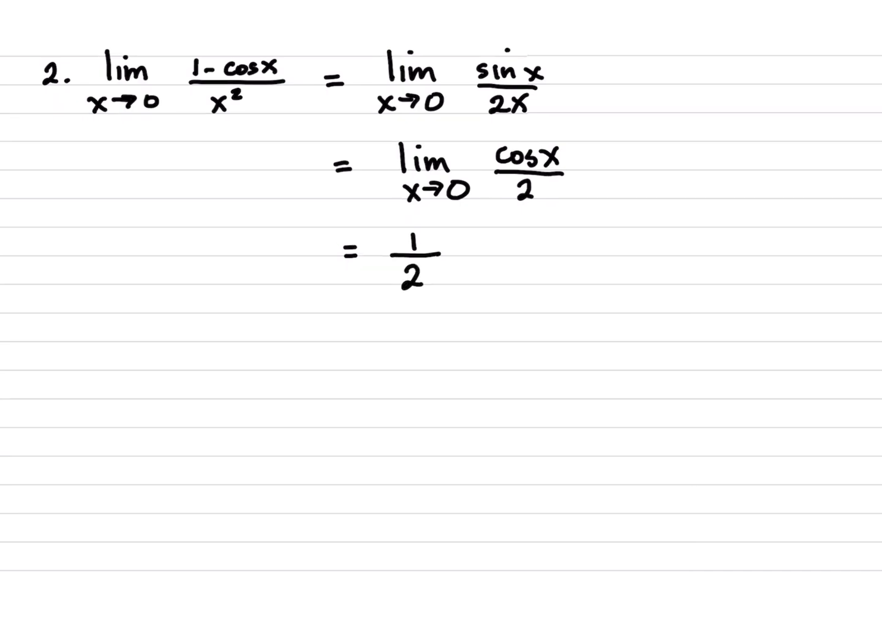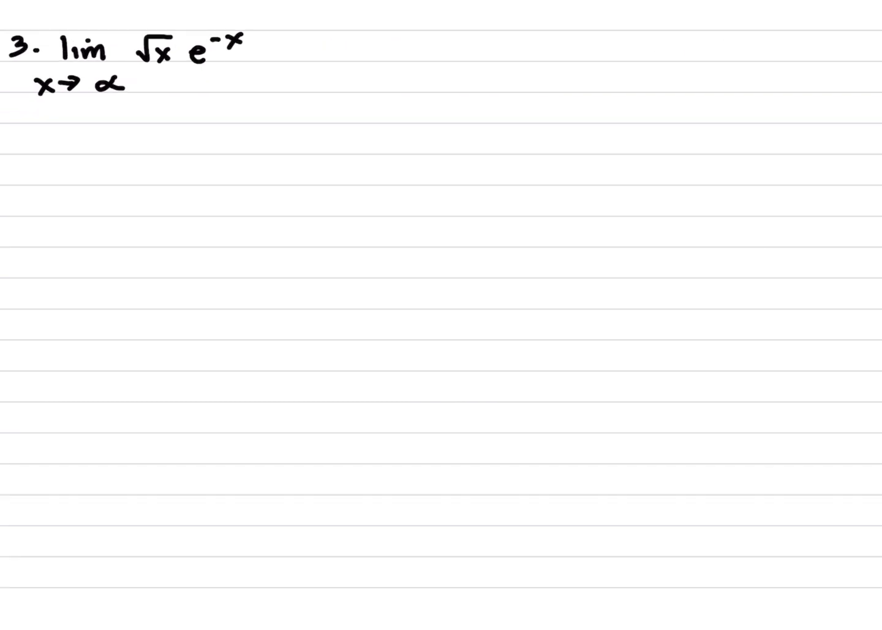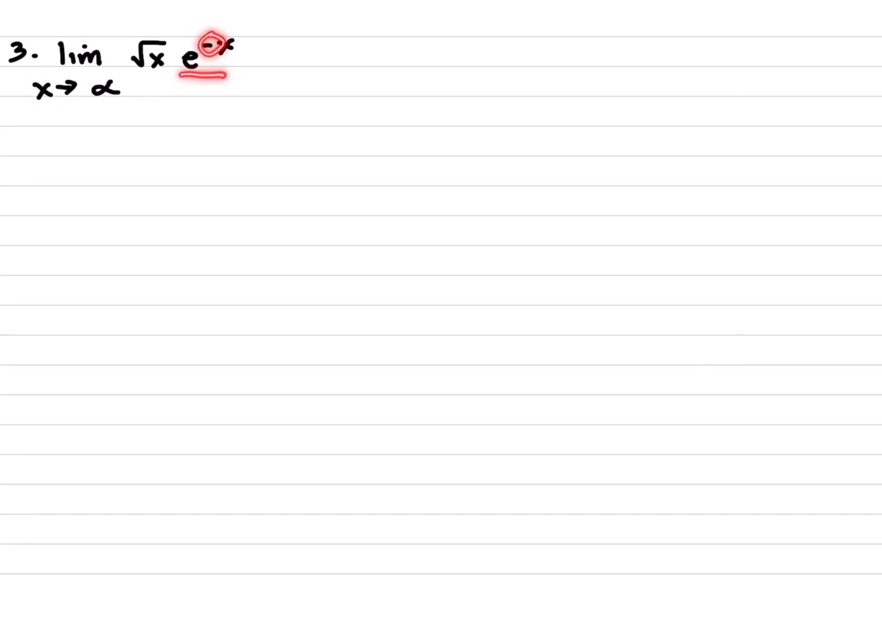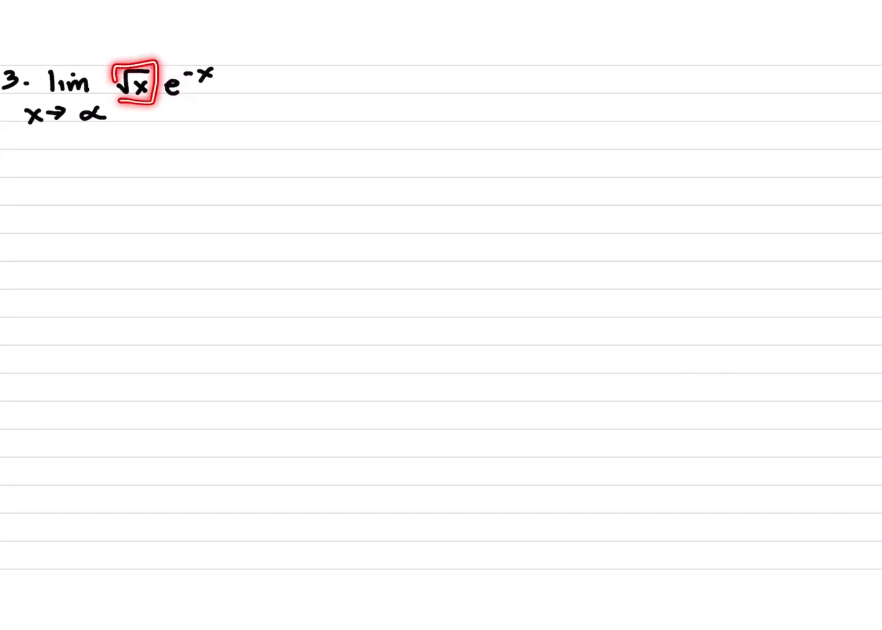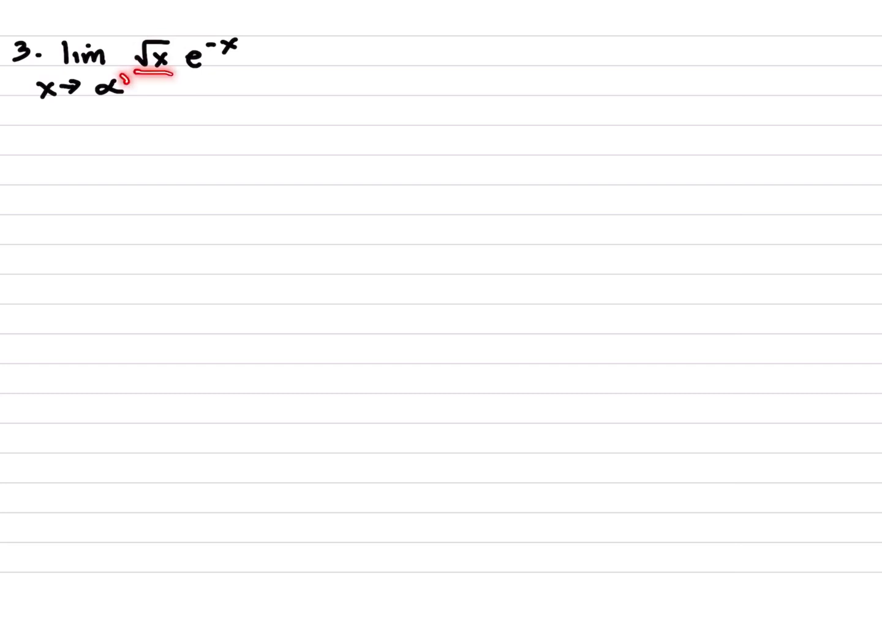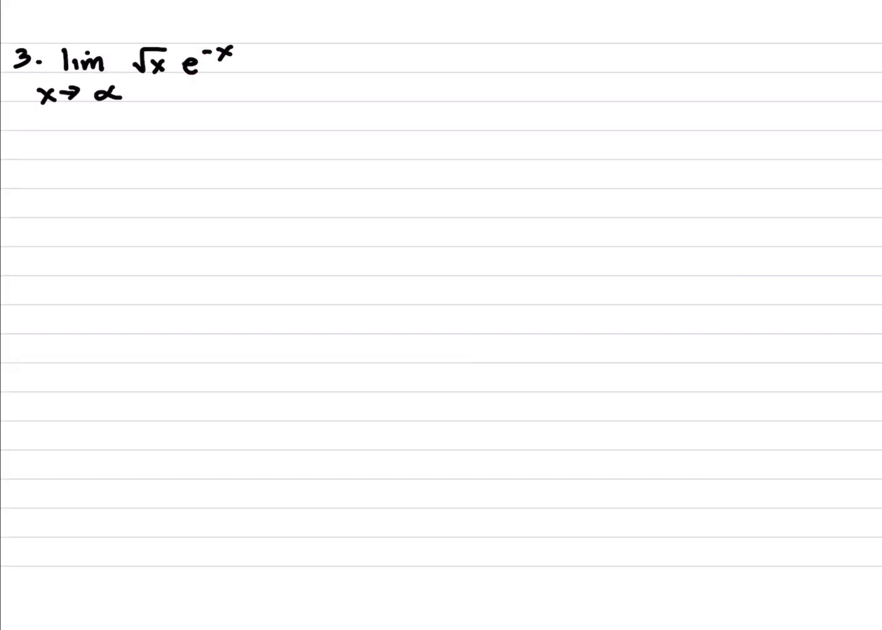Now, we proceed to example number 3. How about the limit of the square root of x times e raised to negative x as x approaches infinity? Here we have two quantities, one which is the square root of x and the other e raised to negative x. The first part here increases without bound because x approaches infinity. However, the second factor, which is e raised to negative x, by virtue of the negative sign, decreases. What's the limit then?